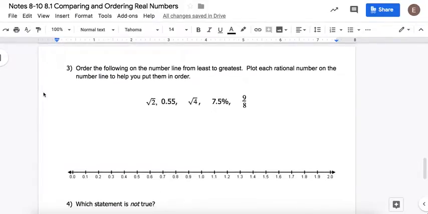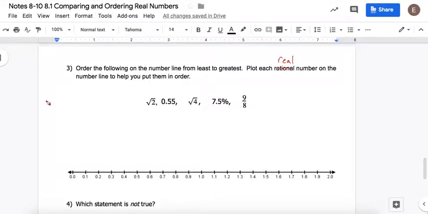So it says, order the following from least to greatest. Plot each number on the number line to help you put them in order. Okay? And it shouldn't say rational number. Let's change that to real number, because these aren't all rational.